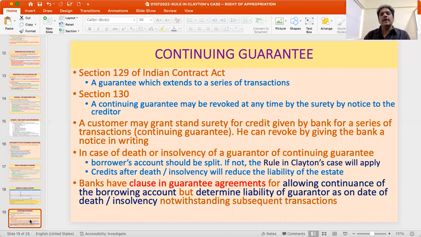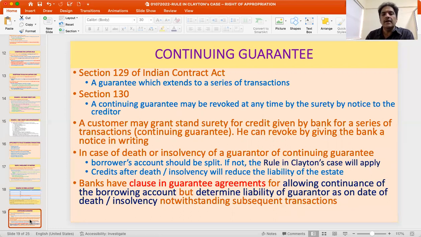So continuing guarantee is a guarantee under section 129 of the Indian Contract Act, where the guarantee extends to a series of transactions, like in case of exports or in case of a cash credit or an overdraft account. So a series of transactions that are happening, there will be a continuing guarantee depending upon the amount that is outstanding, etc. If the surety wants to revoke a continuing guarantee, then he has to give a notice in writing to the creditor.